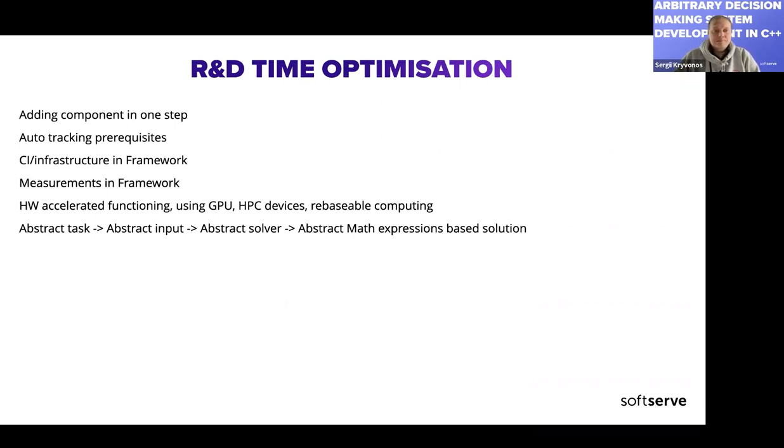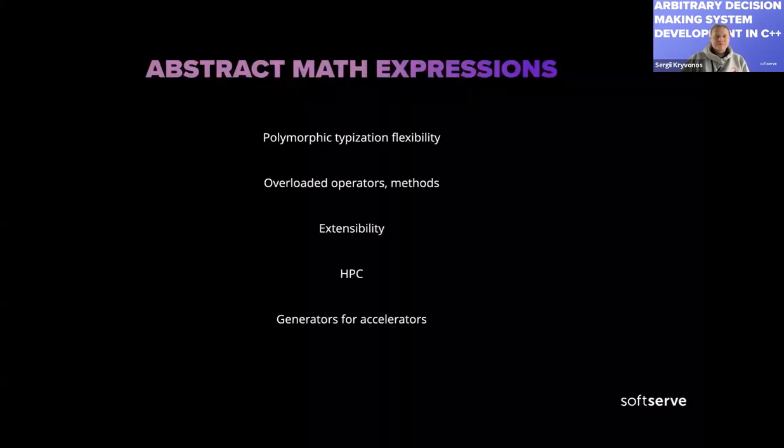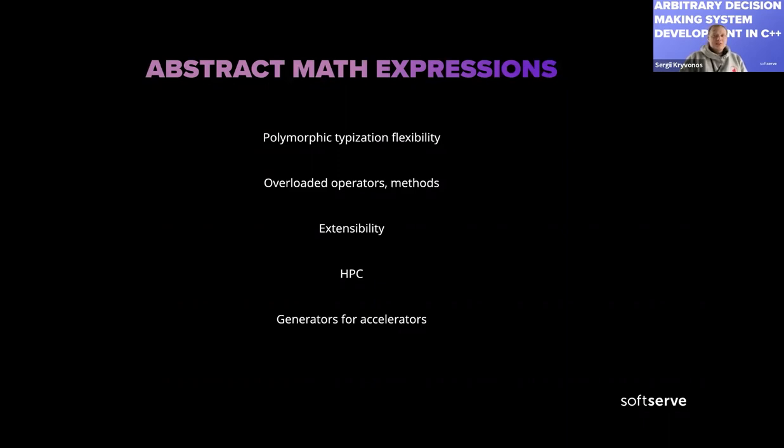Next thing, in order to optimize R&D time, it should provide some abstractions for tasks handling, for input handling, for solvings and mathematical expressions. So, what are abstract mathematical expressions? I guess everyone understands what it is. It's a polymorphic structure which allows to build mathematical expressions with variables, with equations, systems, and other mathematical abstractions.